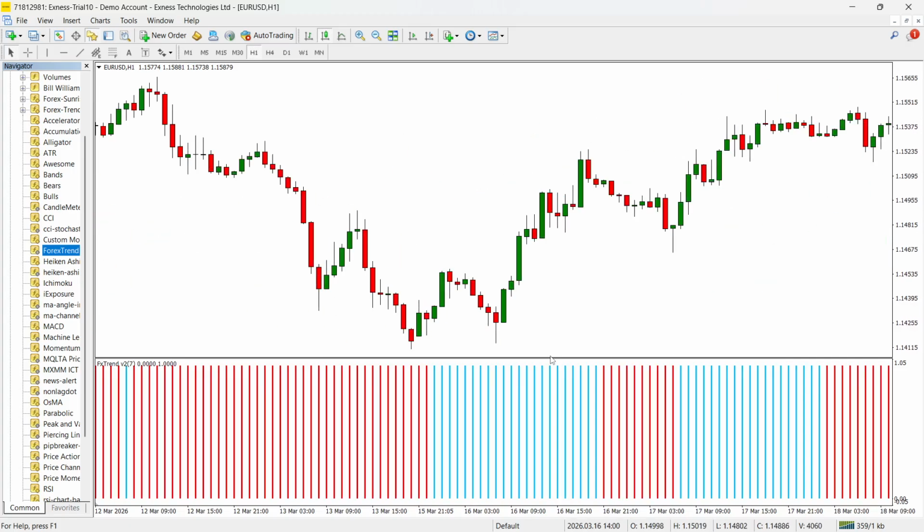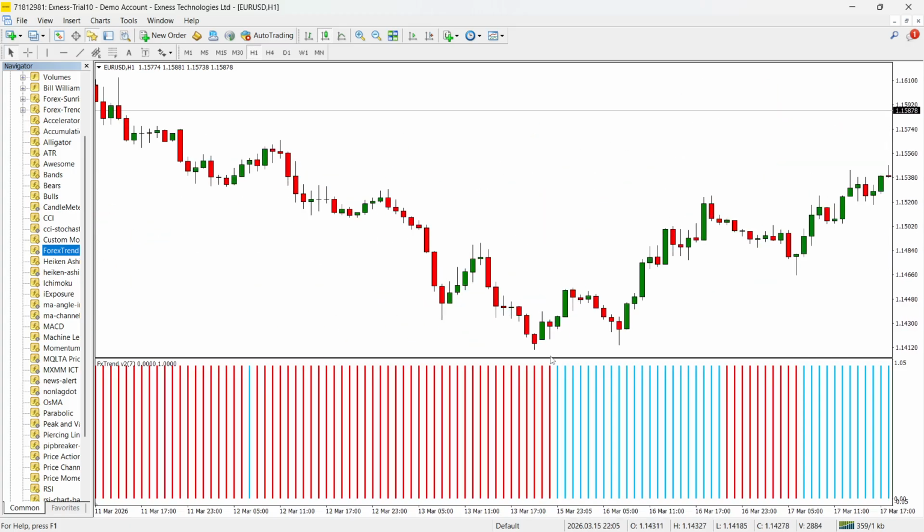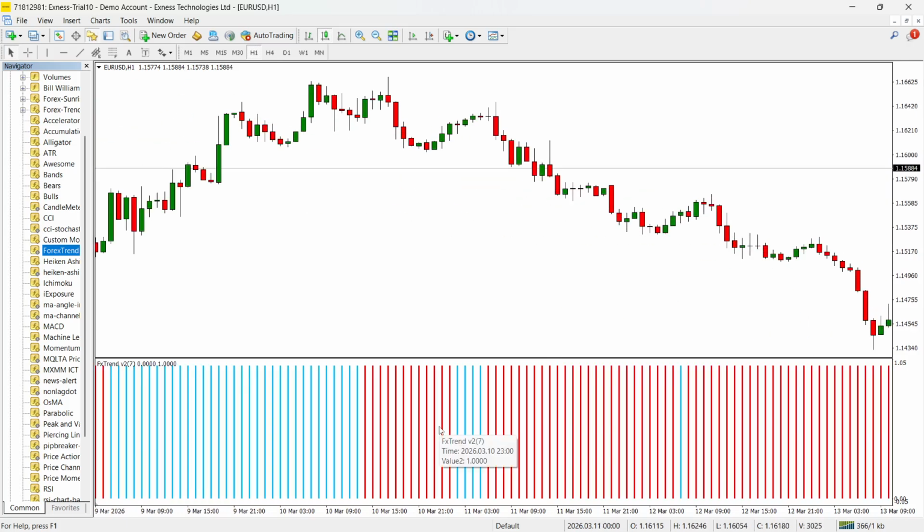Blue bars indicate bullish trend conditions, visually highlighting periods when the indicator's calculations show buyers in control. Red bars indicate bearish trend conditions, highlighting periods when selling pressure dominates according to the same internal trend logic.